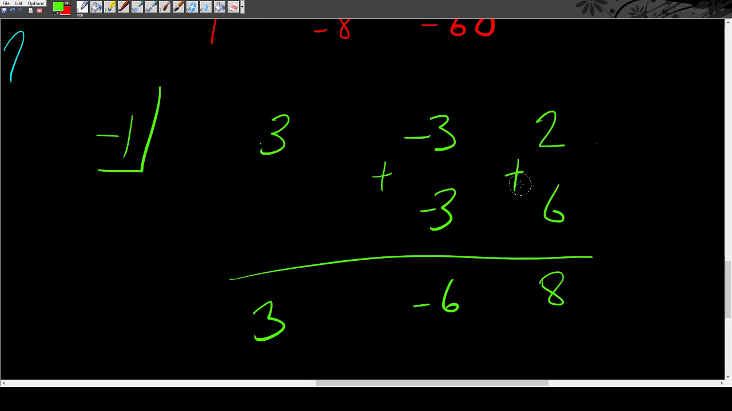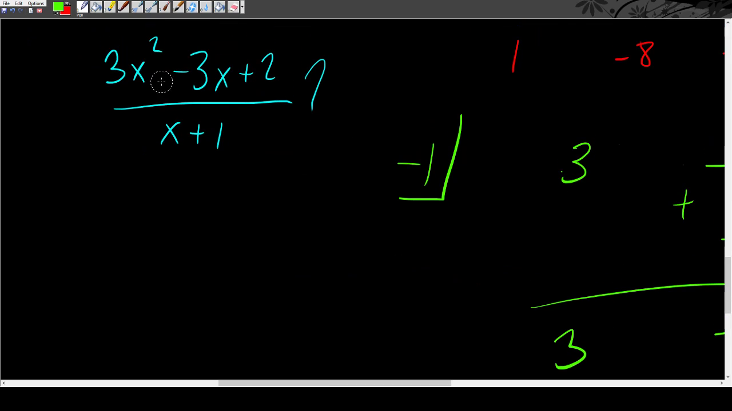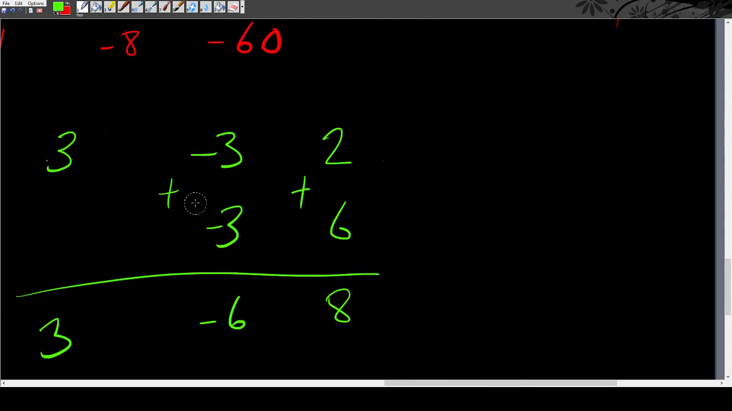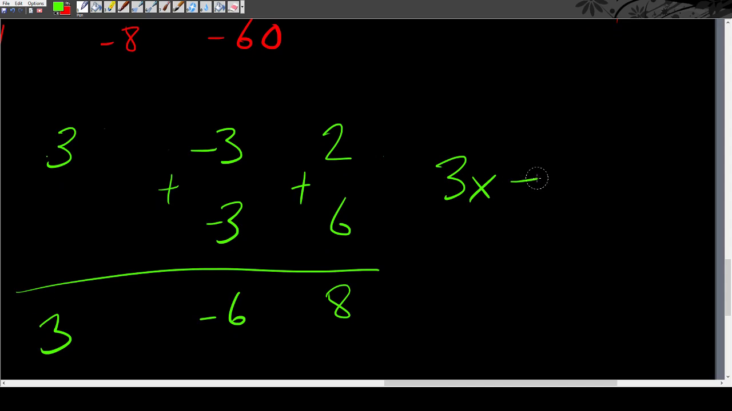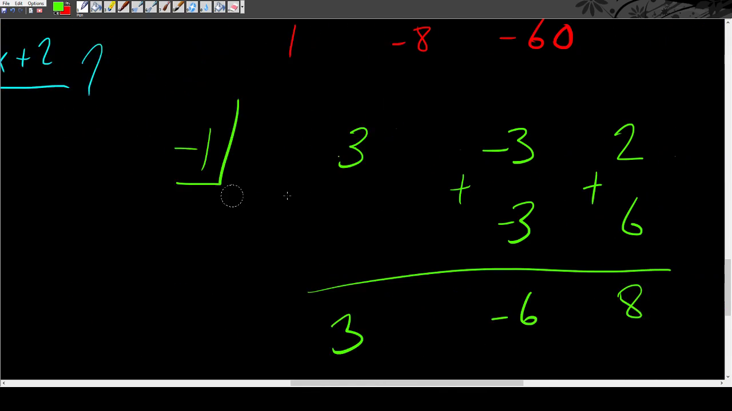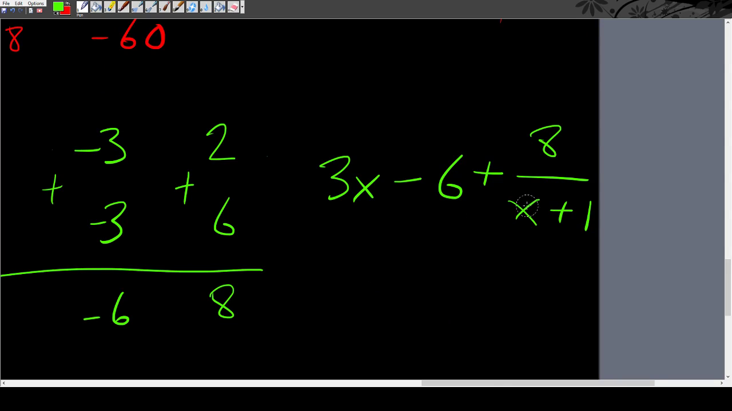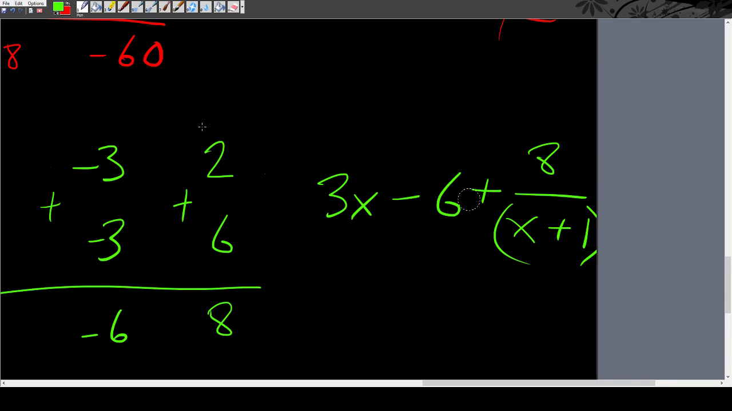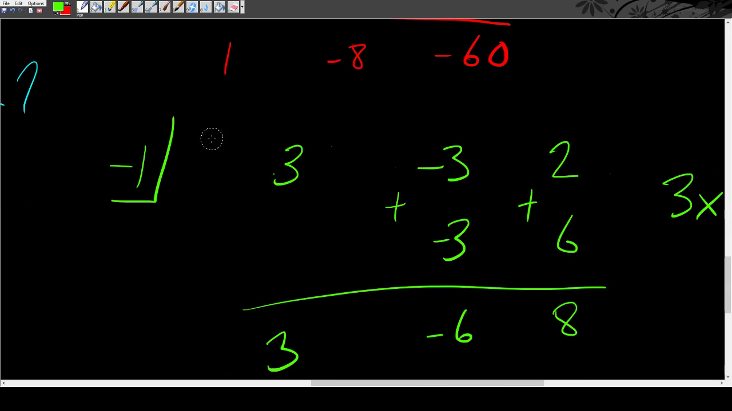Looking back at it, x squared is where it starts, so this becomes 3x minus 6 plus 8 over x plus 1. Make sure you put parentheses around this. I don't know if teachers count it as wrong if you don't, but if you don't, there is some factoring that you can do that's different. I won't go into that right now, but it's not really important where you're at.